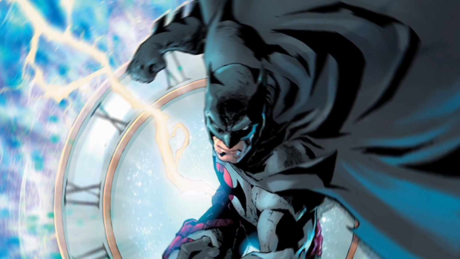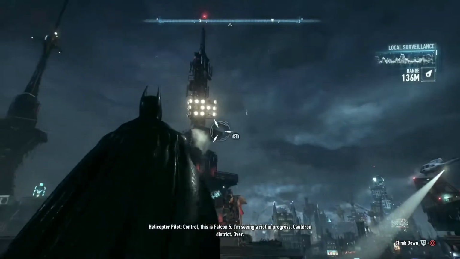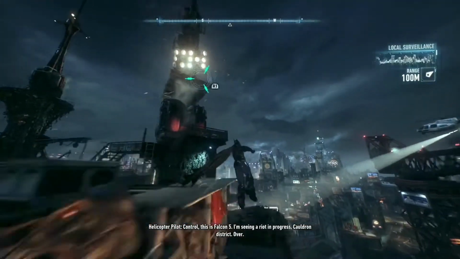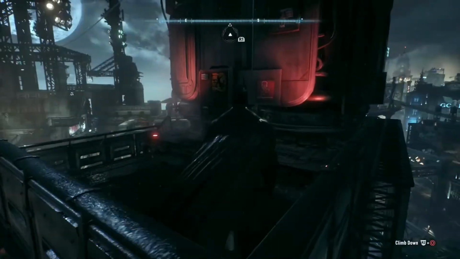This Flashpoint version of Batman comes from a world where everything is turned upside down, making him a very different kind of hero. Next is Lil Batman.